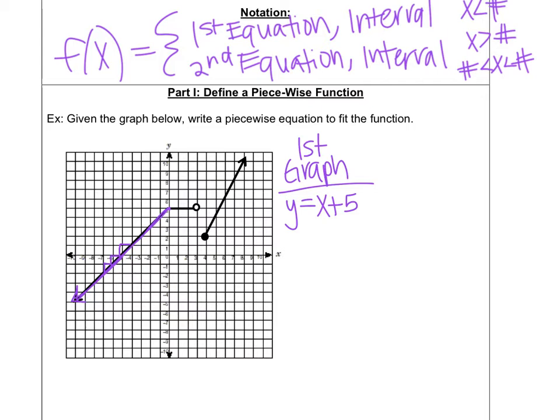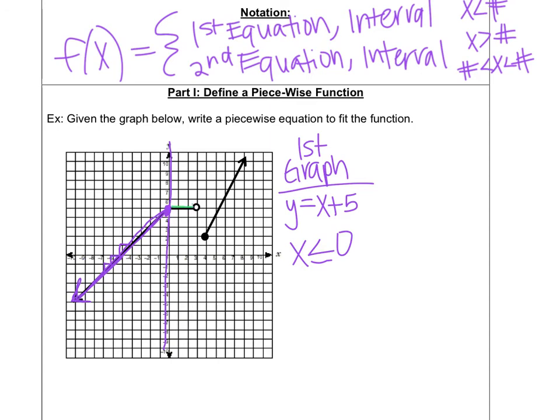So that's my first equation, and then we need to specify an interval for which this graph is being used. So we're only using this graph for when my x's are less than 0. Because see, right here is when the graph starts, and then it just keeps going more into the negative side. So I only use this graph whenever my x's are less than 0. And you could do less than or equal to. Okay, moving on to the next one.